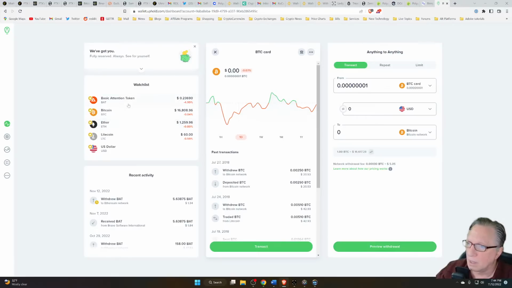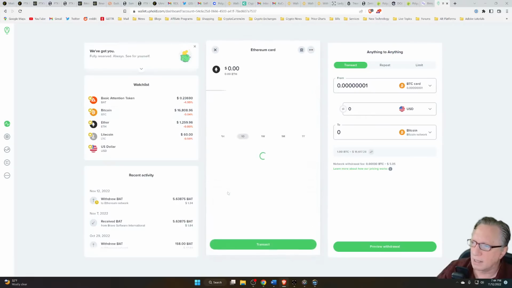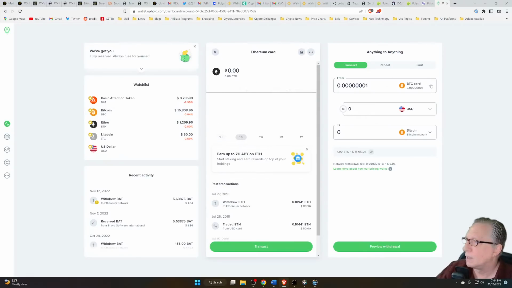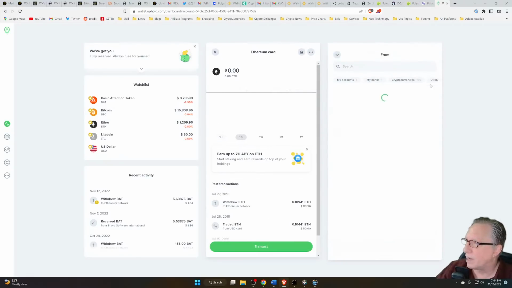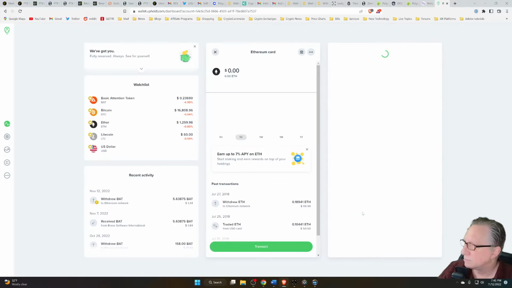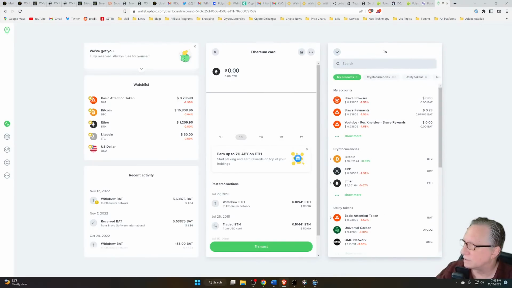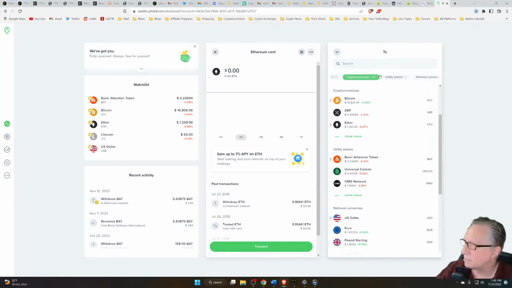So if you have assets in Uphold in your portfolio, click on the asset like Ethereum. Click transact. I don't see Ethereum here. Yeah, they're not gonna let me do this. I don't know. It's just so messed up.